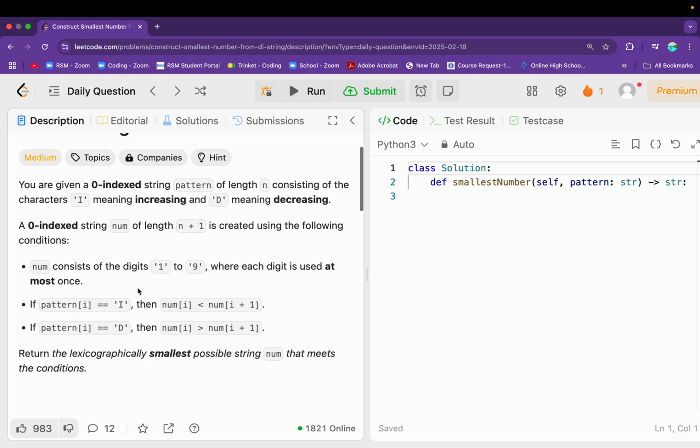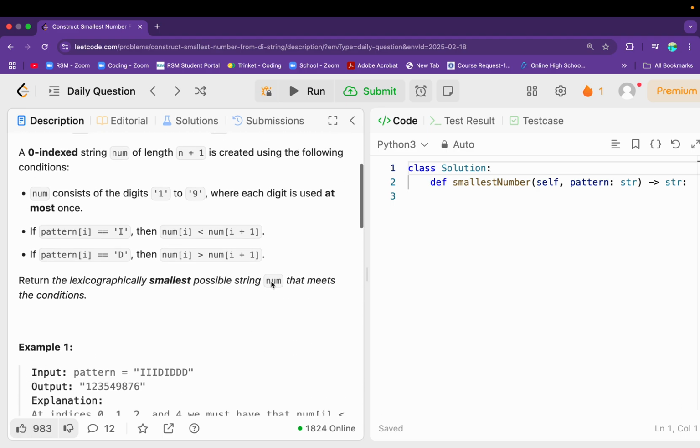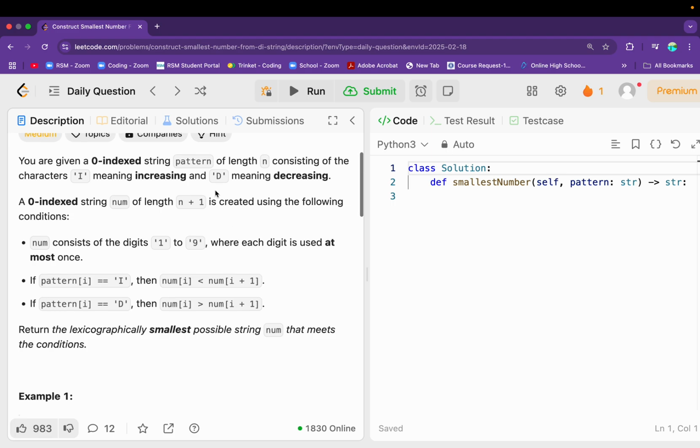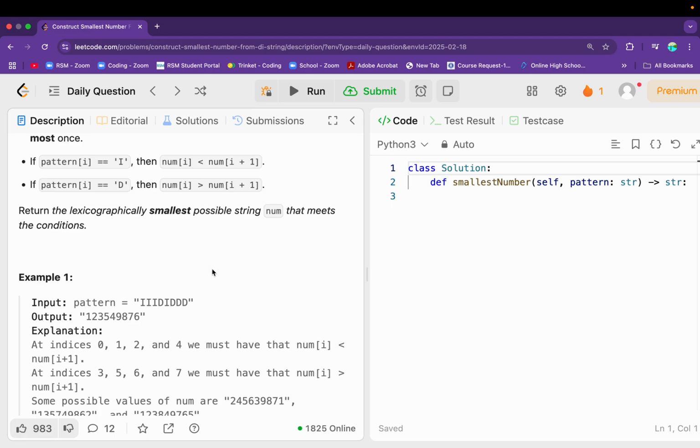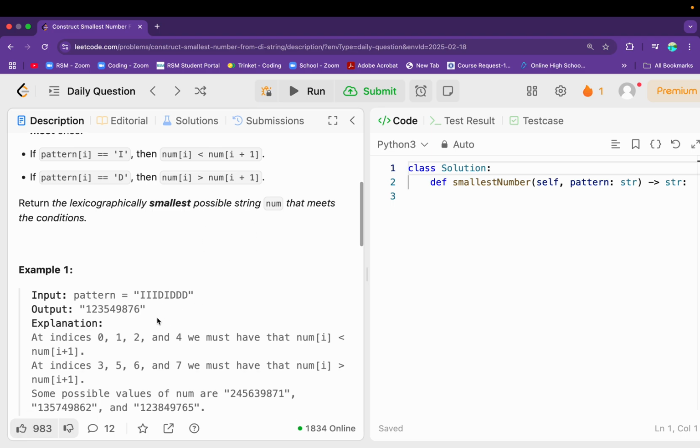Now we need to return the lexicographically smallest possible string num that meets these conditions, that is, the string num that we form from the input string pattern. So in example 1, we have our input string pattern to be III, DI, and triple D. And in this case, we have an output of 1, 2, 3, 5, 4, 9, 8, 7, 6.